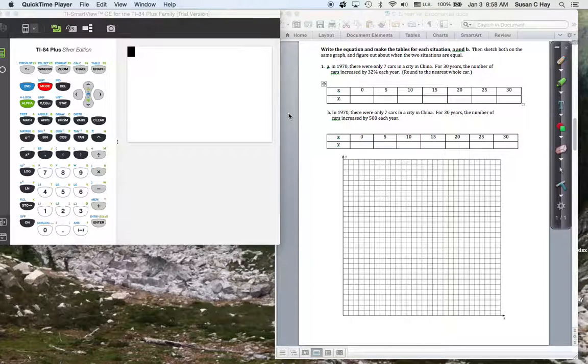So we're going to work through this problem together. You should have a graphing calculator out handy. Notice I have my graphing calculator over here on the screen. And we're going to do this problem right here together.